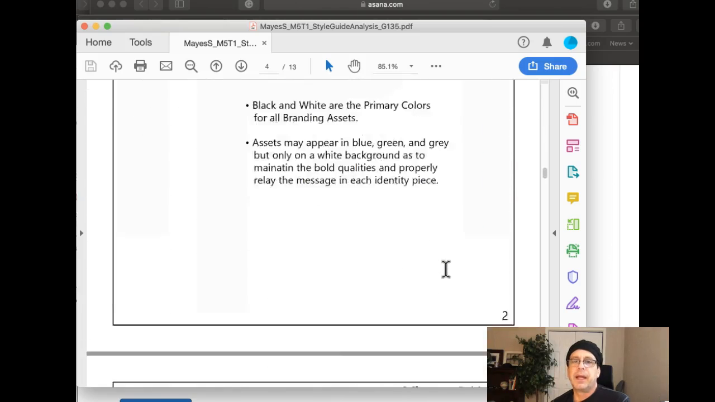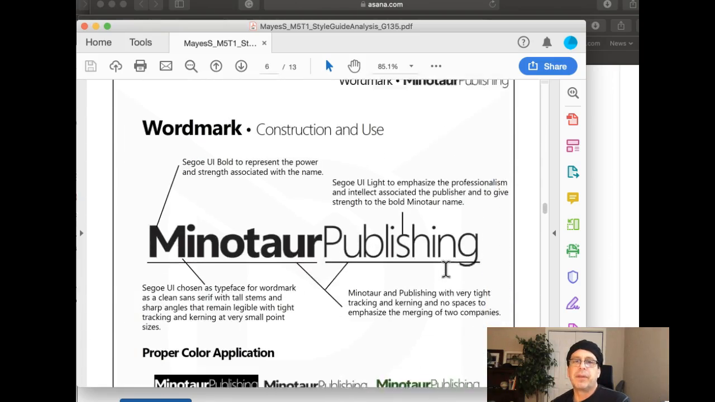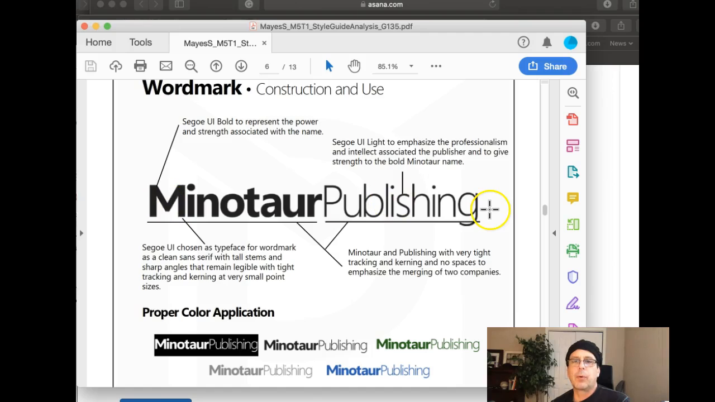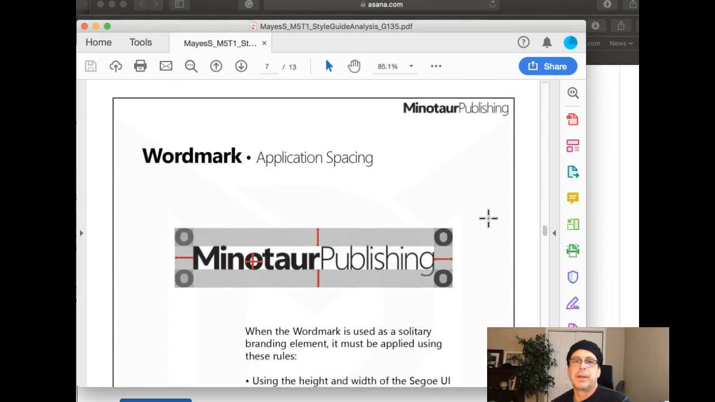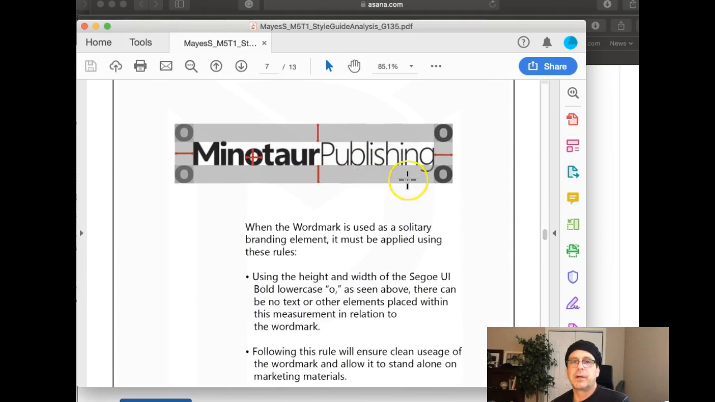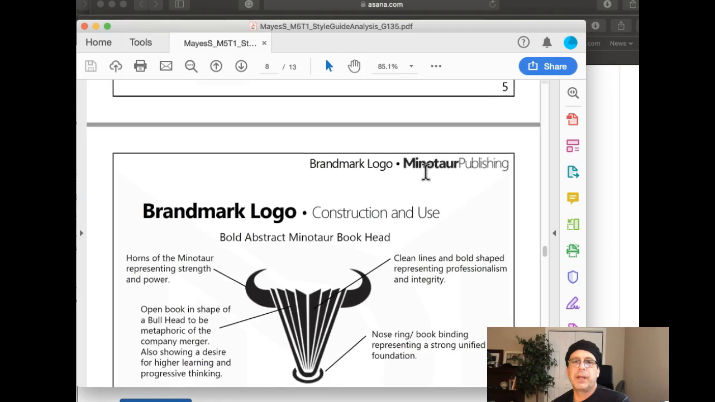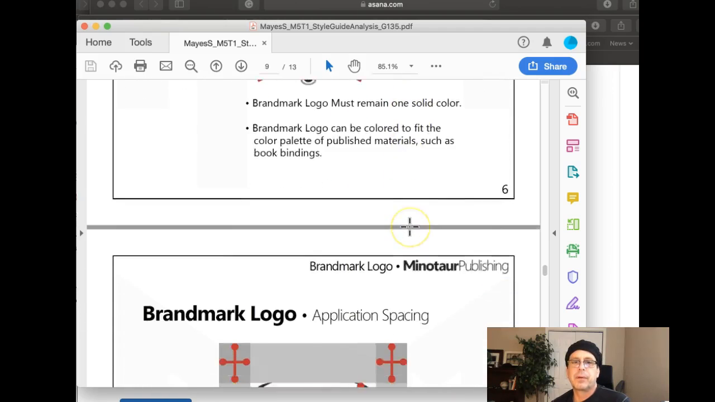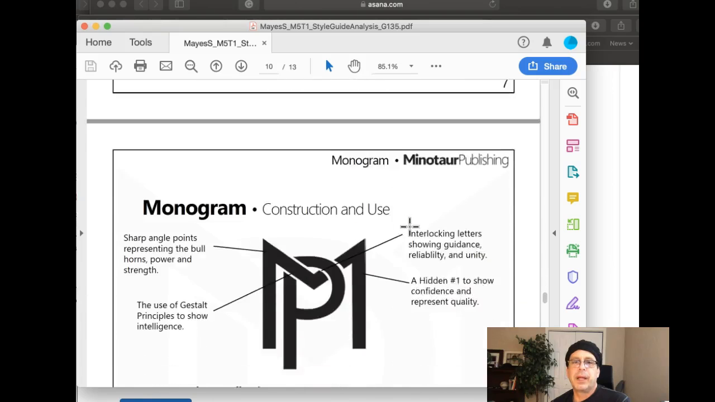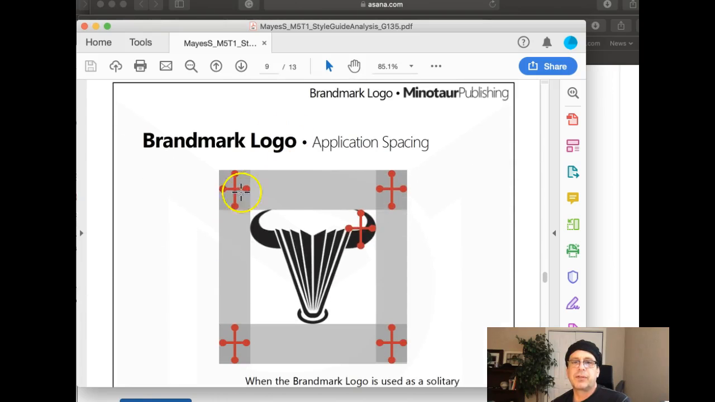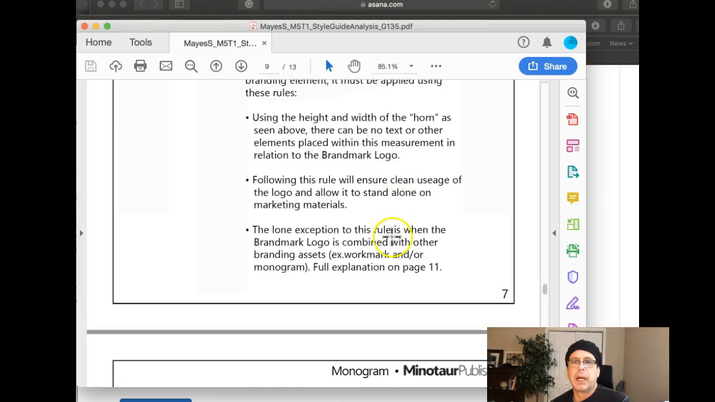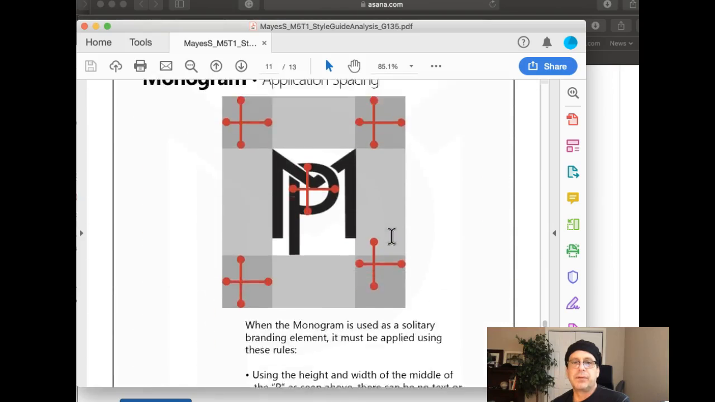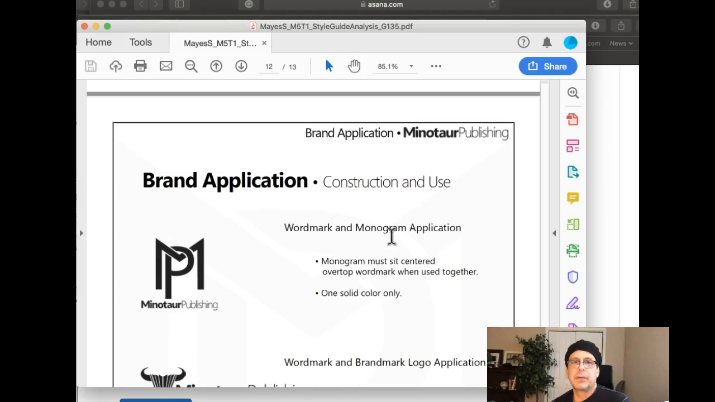Okay. Then we have the word mark, and that's the word mark, right? That's fantastic. Then there's your word mark with clear space, assured clear distance. Here's your brand mark. Okay. Then you have the brand mark. That's good. Assured clear distance. That's good. The one thing I do see though is your final presentation down here.